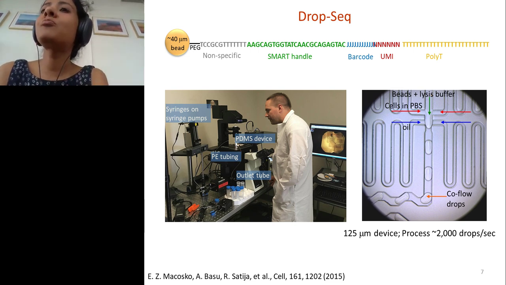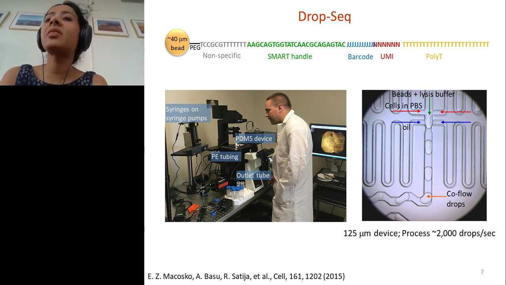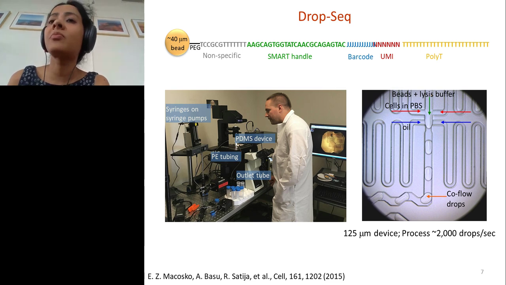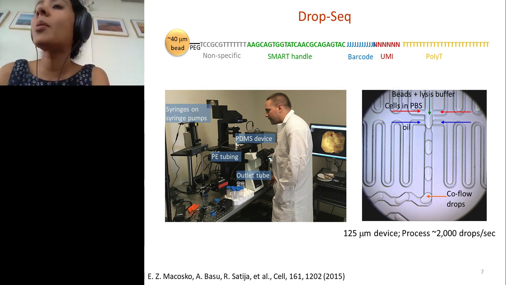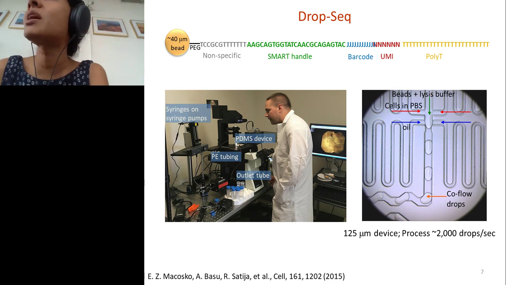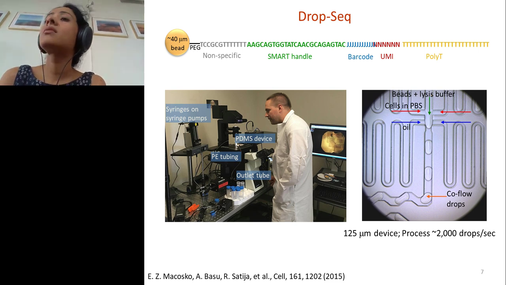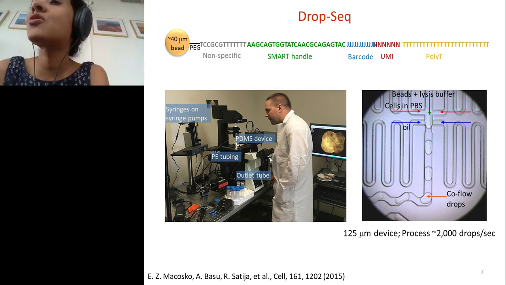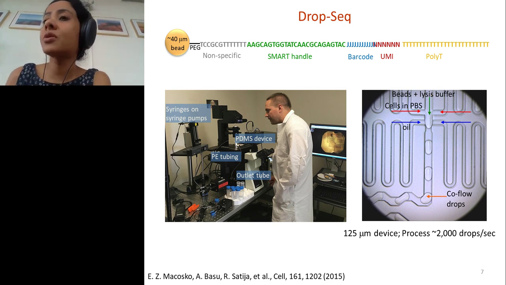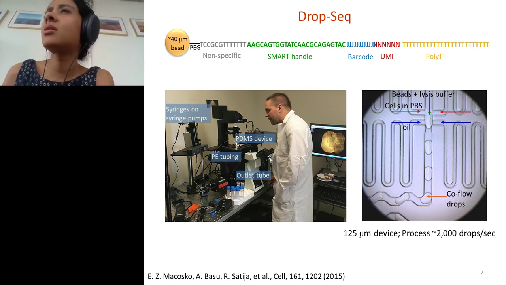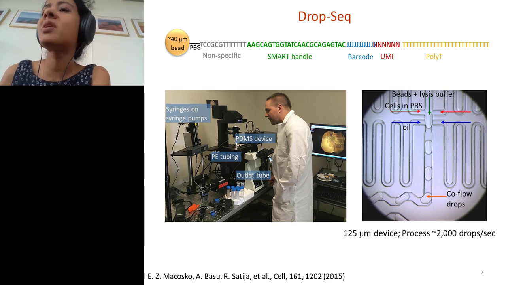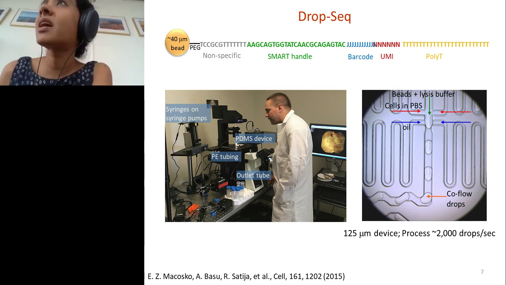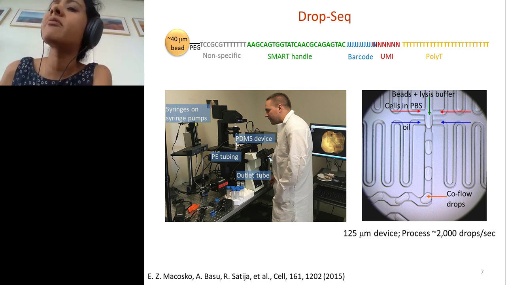So here we have a Drop-seq device setup that is run by syringe pumps. There is the device sitting. The droplets are getting generated in the microfluidic device where the cells, beads, and lysis agents meet. The cells are getting encapsulated in these droplets with the beads, and then they flow out. They are generated at 2,000 droplets per second. And for your information, this is a 125 micron device that generates droplets about 125 microns in diameter.